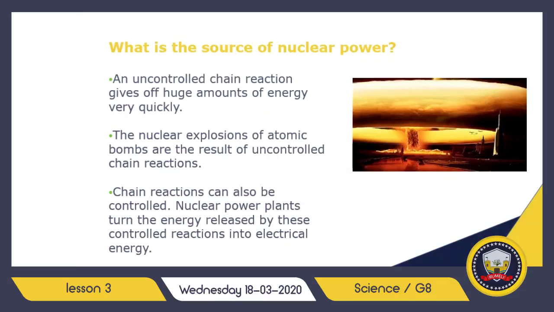So actually we have two different kinds of nuclear chain reaction. The nuclear chain reaction can be either controlled or uncontrolled. An uncontrolled chain reaction gives off huge amounts of energy very quickly. And this is the mechanism by which atomic bombs work. The nuclear explosions of atomic bombs are the result of uncontrolled chain reactions. What about controlled chain reactions? Nuclear power plants turn the energy released by these controlled reactions into electrical energy.